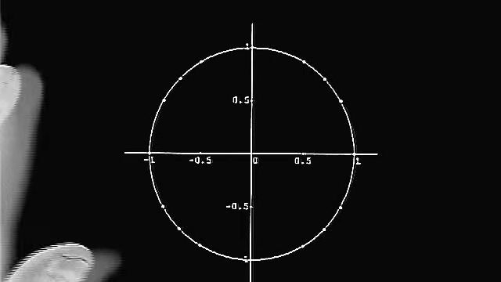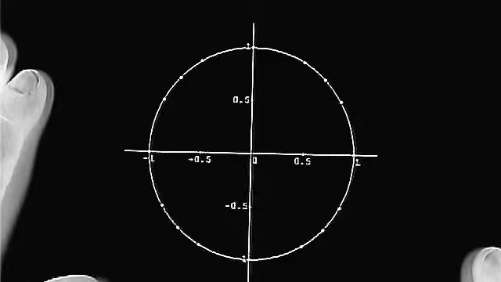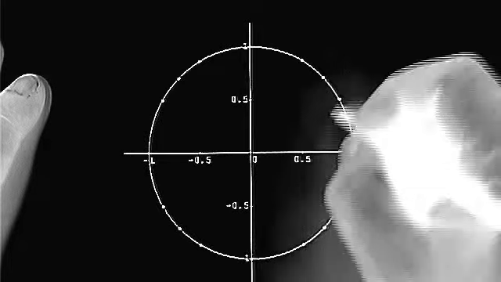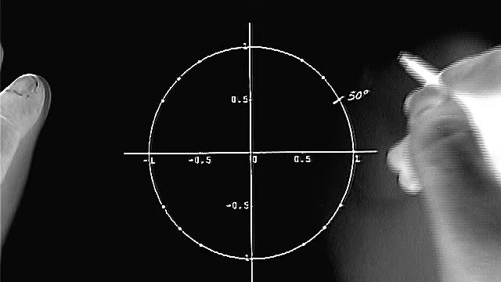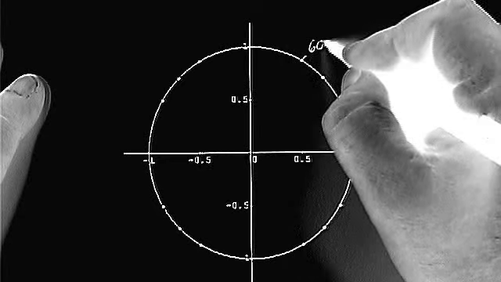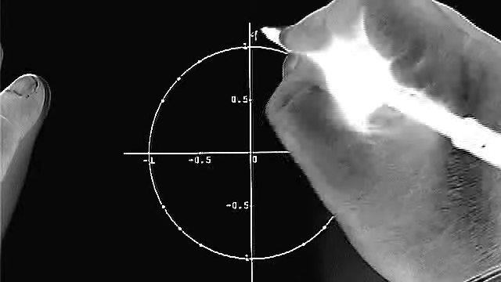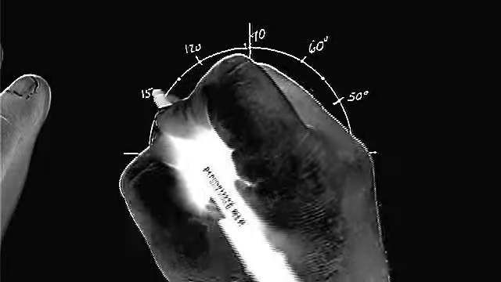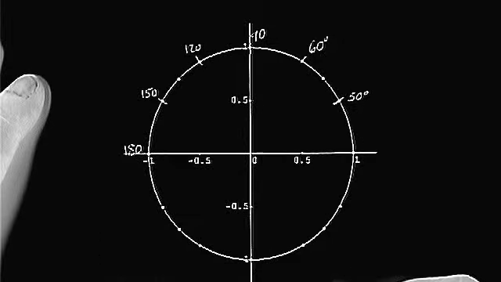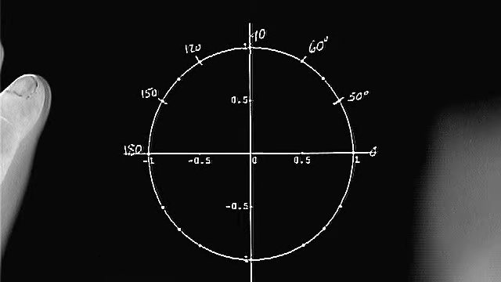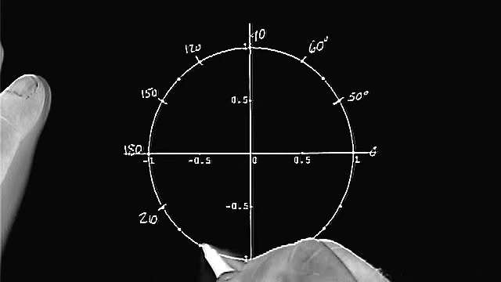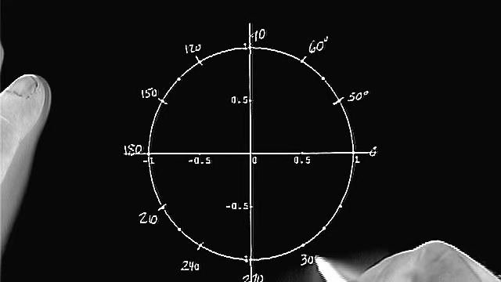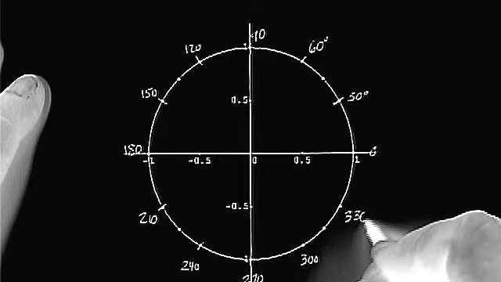We've got a 30-degree angle. We're going to move around the circle in increments of 30. 30, 60, 90, 120, 150, 180. Of course, that was 0. I should have put that one on there. 210, 240, 270, 300, and 330.